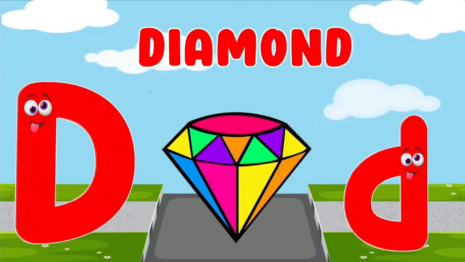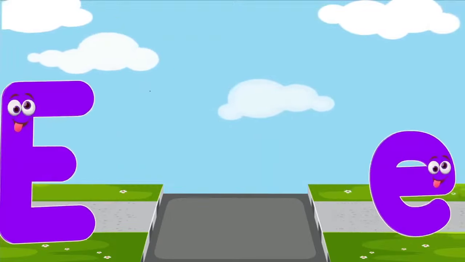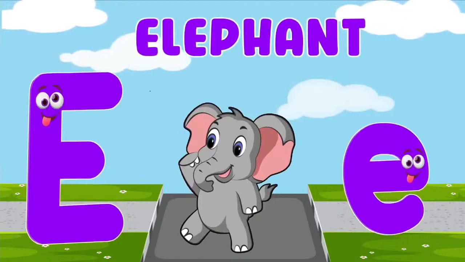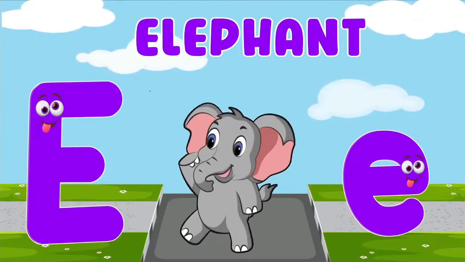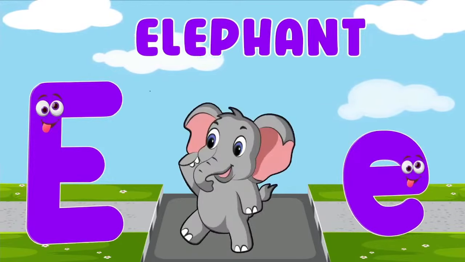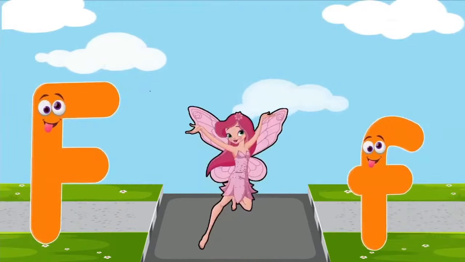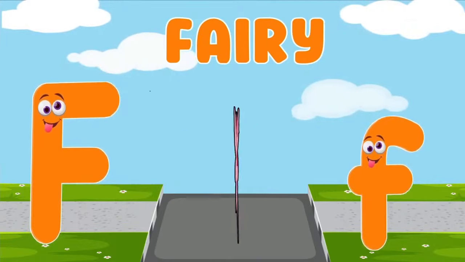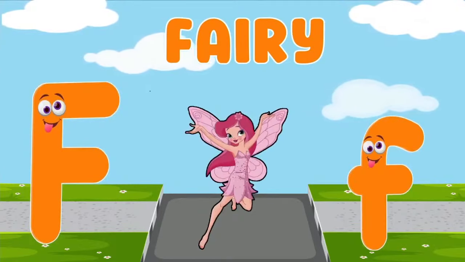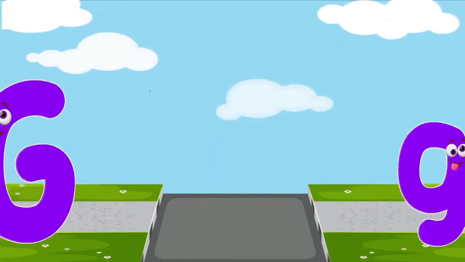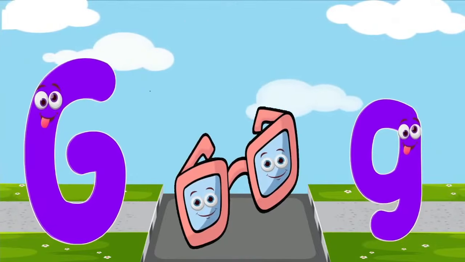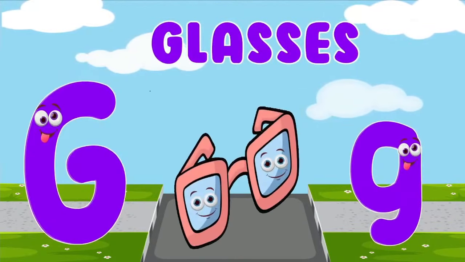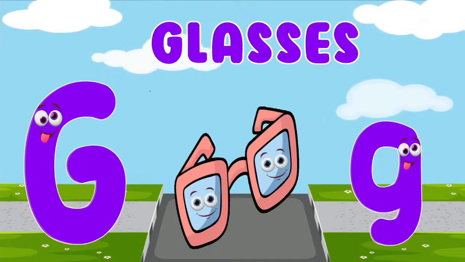E is for elephant. F is for fairy. G is for glasses, g, g, glasses.